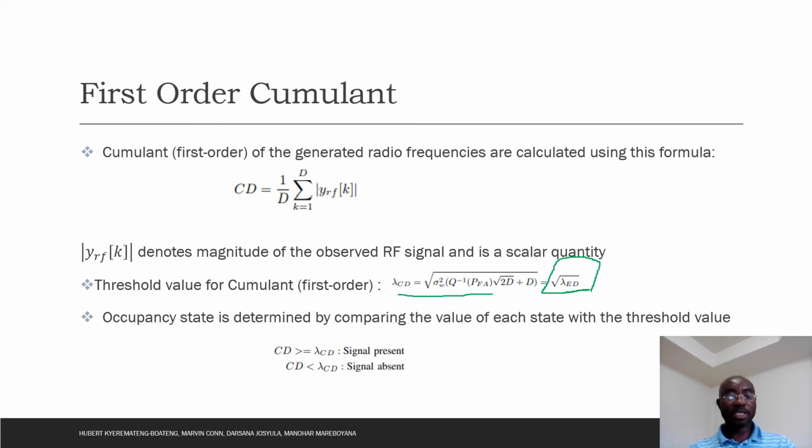The occupancy state is determined by comparing the value of each state with the threshold value. So if CD, which is the generated cumulant value, is greater than or equal to the threshold value lambda CD, then a signal is present. If CD is less than lambda CD, then it means a signal is absent.